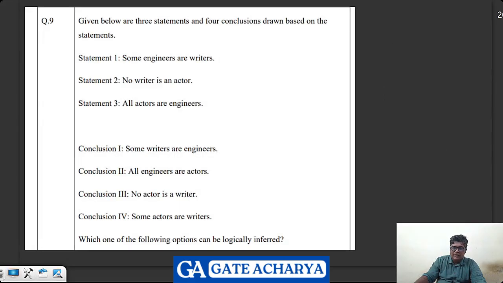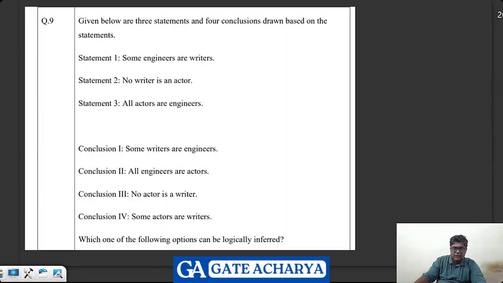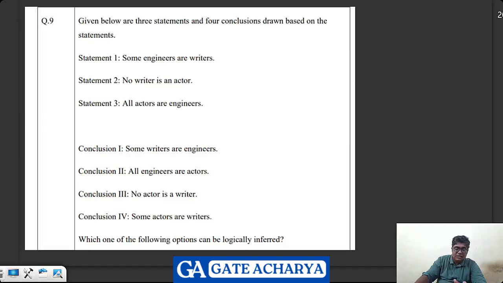Next. No actor is a writer. Let's see that. No actor is a writer. Yeah, I can accept that, because all the actors are having a negative relation with writer. So no actor is a writer. I can say like that. Then some actors are writers. No. No actor is a writer. So some actors are writers cannot be accepted, because actors are having a negative relation with writer. So some actor having a positive relation with writer is not going to work out. Next, is anything else given to us? Yeah, this much is the 4 conclusions.